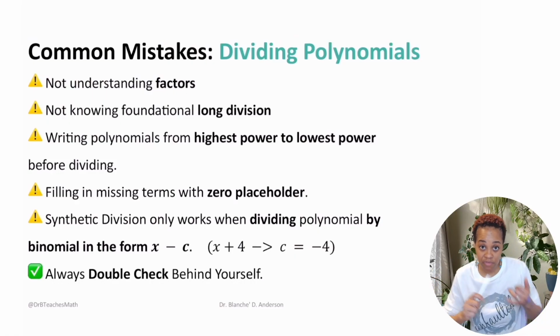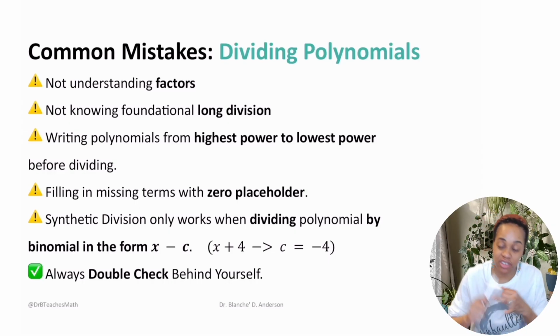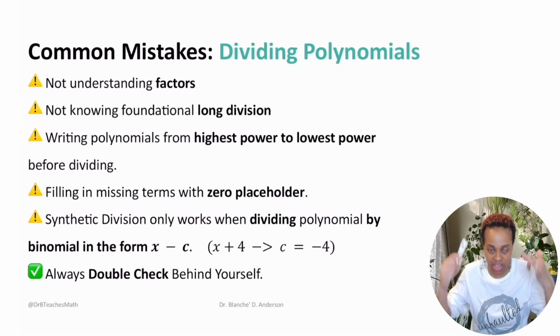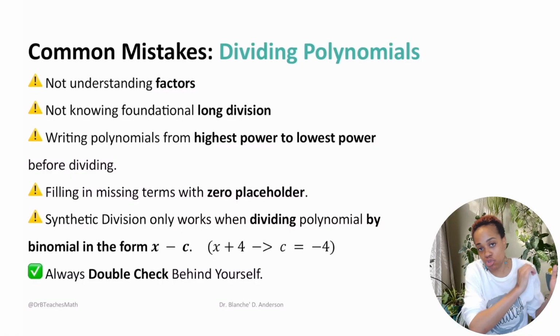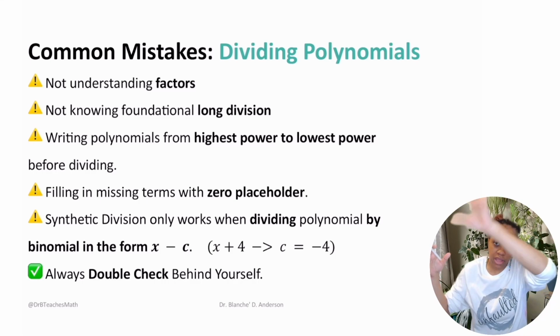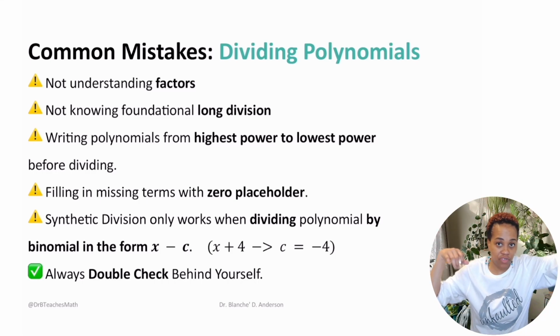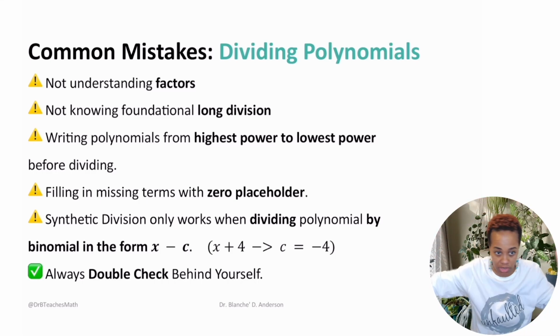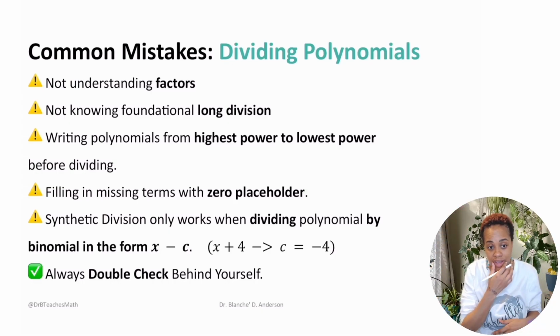So common mistakes when you're dividing polynomials. Not understanding what the factor is, but you do now. Not knowing foundational long division. Just practice. It's going to come back to you. Make sure you write the powers in descending order. So cubed, squared, x, constant, fifth, 4, 3, 2, 1. It's got to go in descending power before you start doing the dividing.